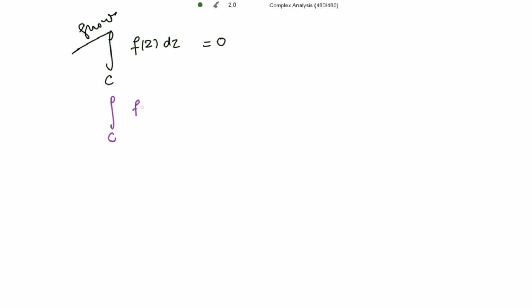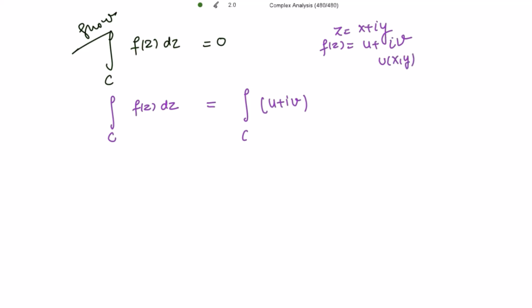The integral of f(z) dz, how can we write this? What is f(z)? If z is equal to x plus iota y, then f(z) is u plus iota v. u is a function that depends upon x and y both, and v is a function that depends upon x and y both, right? So we write f(z) to be u plus iota v. What is dz? From here we write it is dx plus iota dy.